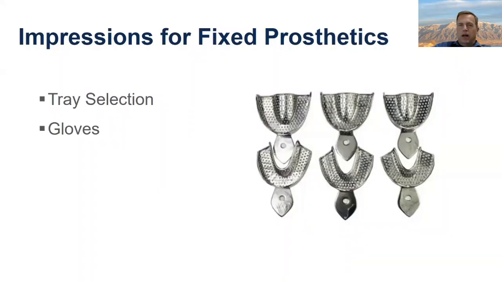Tray selection. We want to make sure the tray is well adapted to the mouth, but not so tight that it limits the flow of the impression material. When you're trying in the triple tray, hold the patient's cheeks back and make sure that they're not biting on that strap that goes across in the posterior, because that will make even the best looking impression inaccurate.